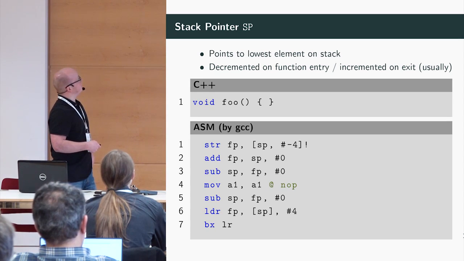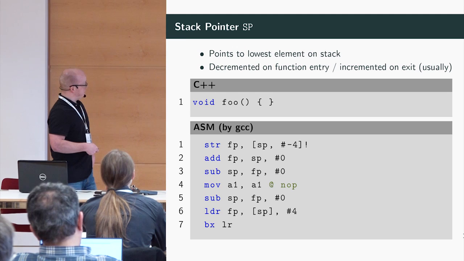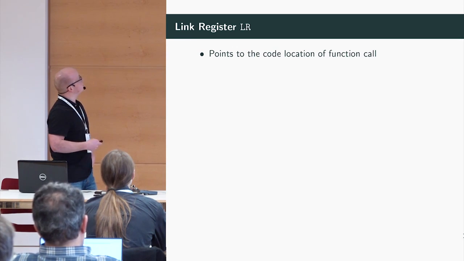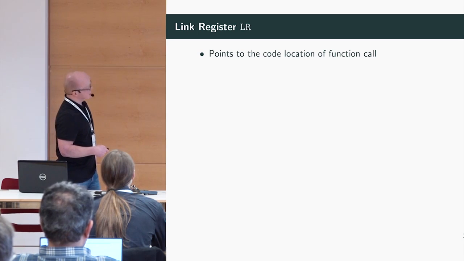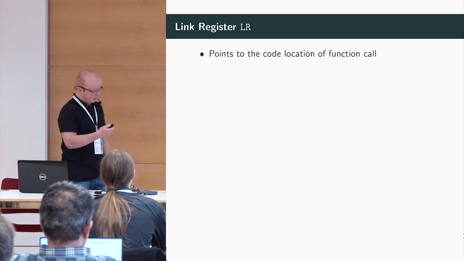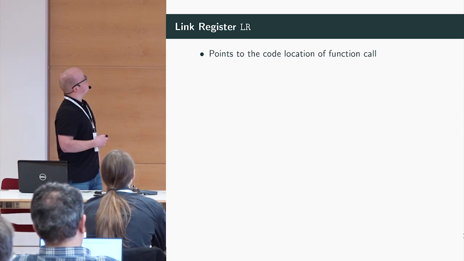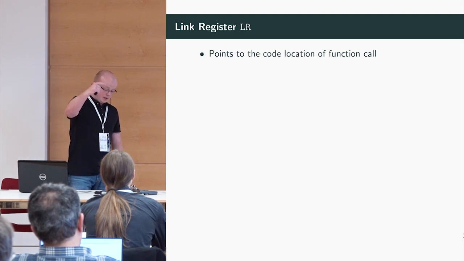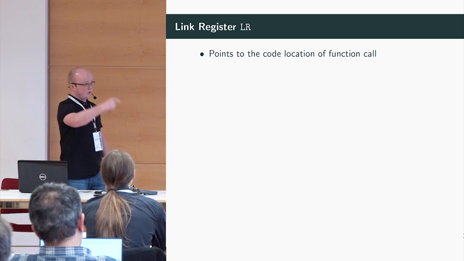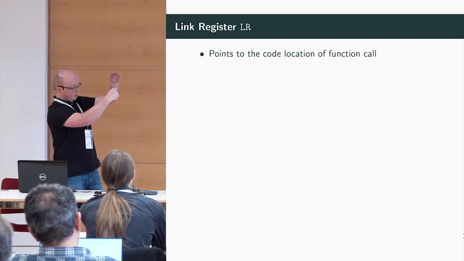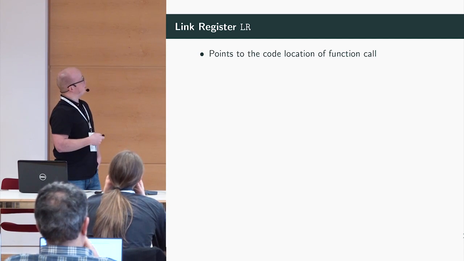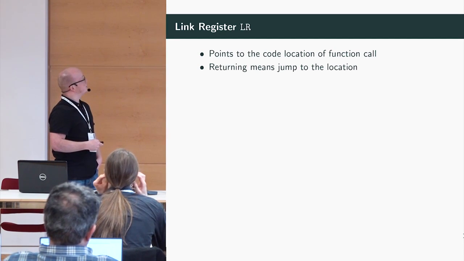That's simple enough. The return works through the link register, and the link register stores the return address. Again, we need to take account of that. It points to the code location of the function call, to be precise, one further than that. So when I call a function, the next address in the program code is what is stored in the link register. Returning means just jumping to that location.